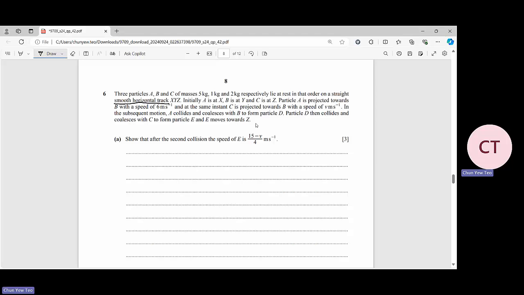At the same instant, C is projected towards B with a speed of V meters per second. In a subsequent motion, A collides and coalesces with B to form particle D. Particle D then collides and coalesces with C to form a particle E, and E moves towards Z. Question part A. Show that after the second collision, the speed of E is (15 minus V) over 4 meters per second. So for this question, first of all, we need to have a diagram.